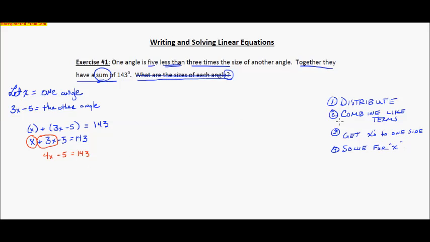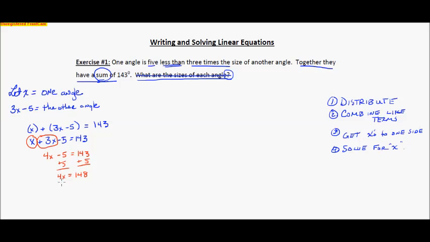I combine like terms, and number 3 is to get the x's to one side. Well, I only have one term with an x in it, so I've got that on the right side, the correct side I should say. And now we need to solve for x. We've been doing this for a long time. We add 5 to both sides. We did this last year in our Math 7 course, and I need to take 143 plus 5, so I get 148.